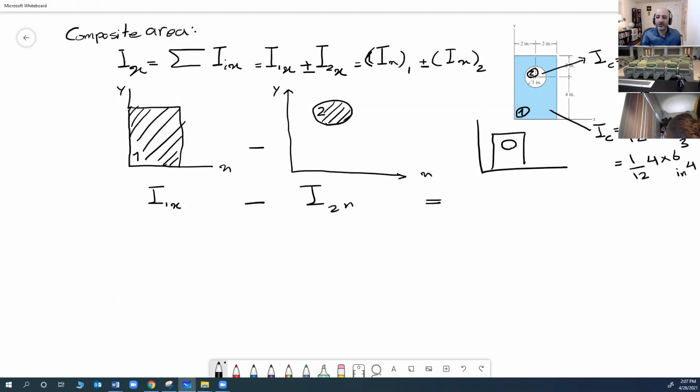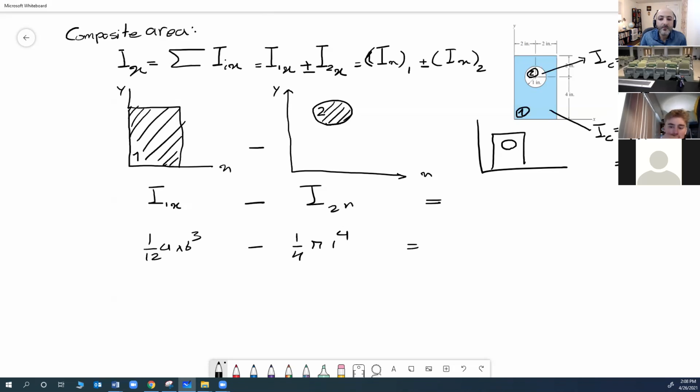So do you think I can just do this minus this one and find my I? Yes or no? No, because they don't share the same centroid. Okay. What if they share the same centroid? What if the circle was right here, so the centroid of the circle and the rectangle were the same?